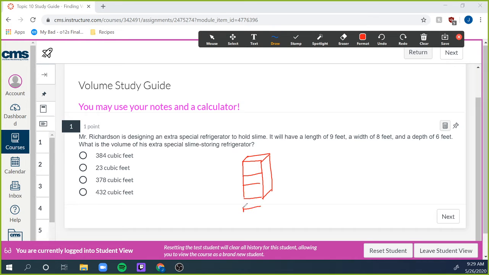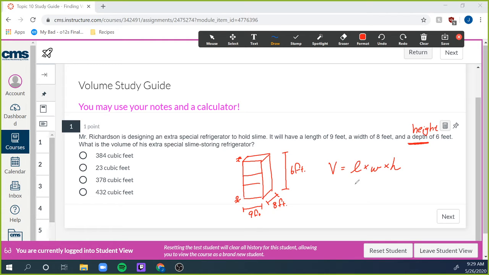It has a length of 9 feet and a width of 8 feet and a depth of 6 feet. So the important thing here is we need to remember that volume is equal to length times width times height. But in this question, we're given a depth instead of a height. Remember, a height and depth are interchangeable. It's just a matter of perspective. If you're up here and you're looking down, that's depth. If you're down here and looking up, that's height.